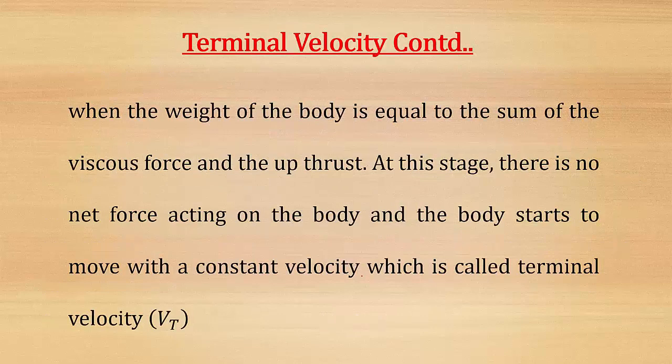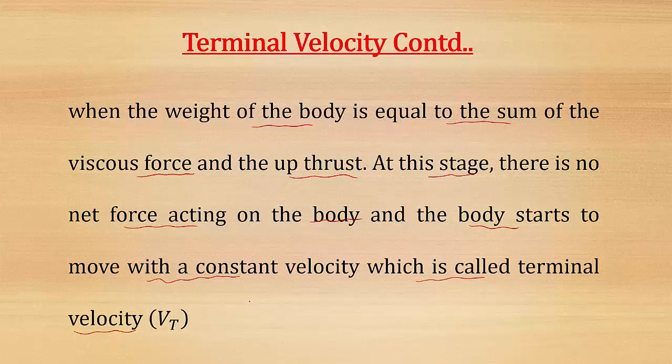Now come to the next term, terminal velocity. What is terminal velocity? When the weight of a body is equal to the sum of viscous force and upthrust, at this stage there is no net force acting on the body and the body starts to move with constant velocity, and this is called terminal velocity. So here, the weight of the body is always equal to what? Viscous force as well as the upthrust. Upthrust and viscous force together are equal to the weight of the body.